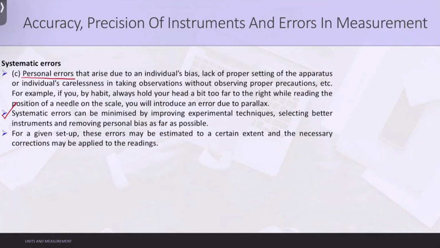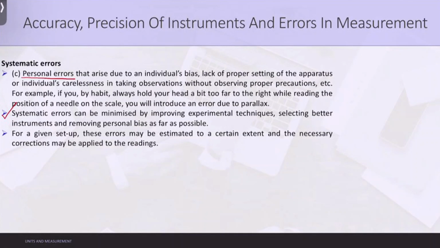Either machinery should be used directly, or if a person has to be employed anyhow, then the observation or the carefulness of that person should be at a much higher level. The systematic errors can be minimized by improving the experimental techniques, selecting better instruments, and removing the personal bias as far as possible. For a given setup, these errors may be estimated to a certain extent and the necessary correction may be applied to the readings.